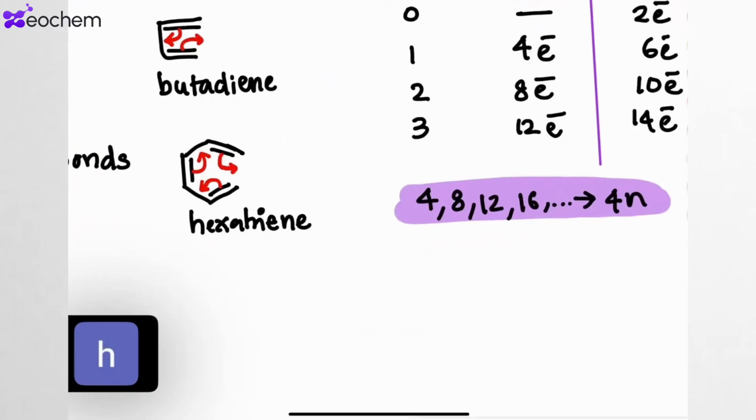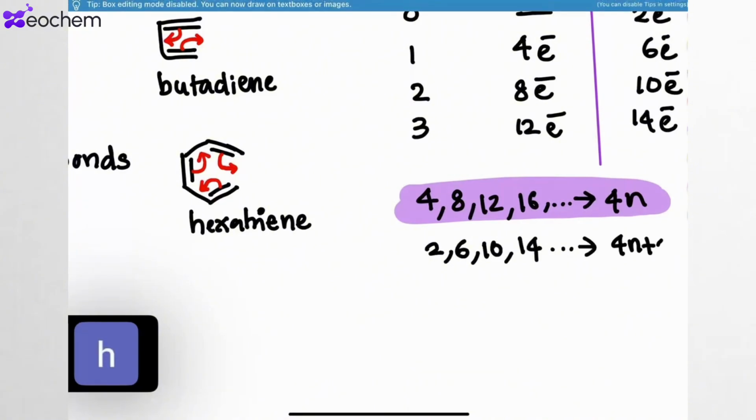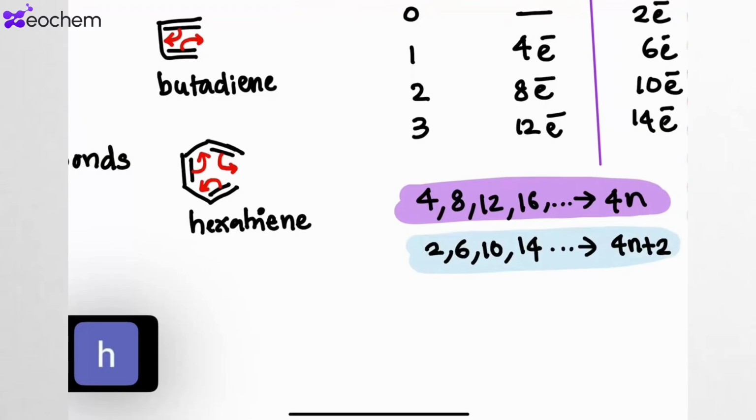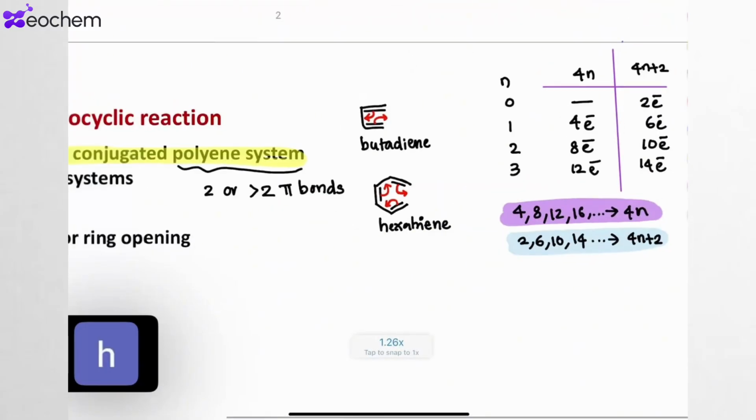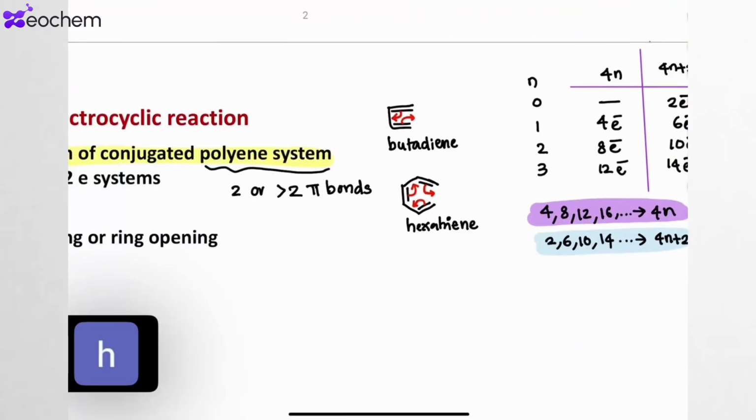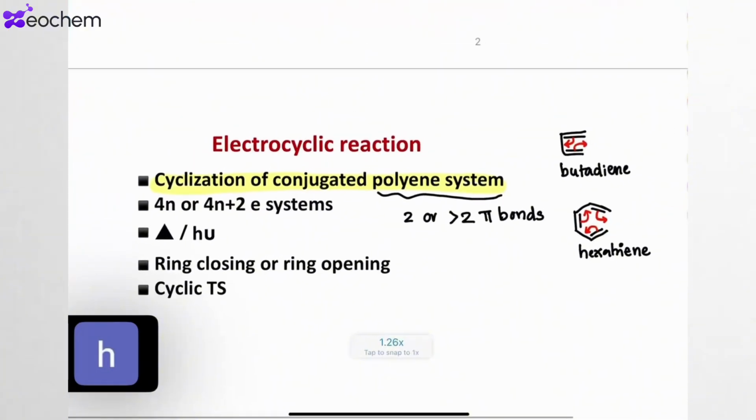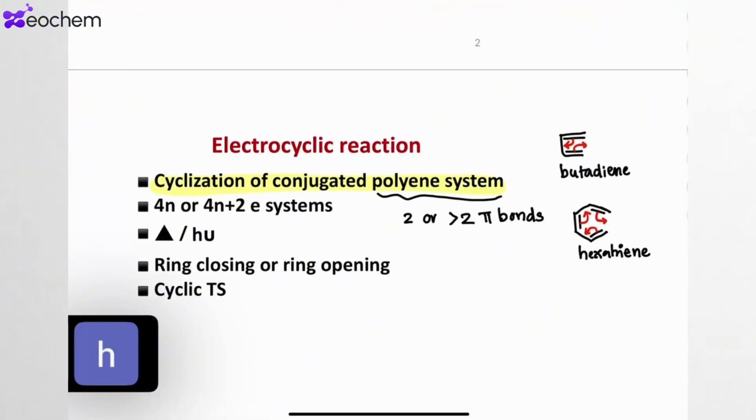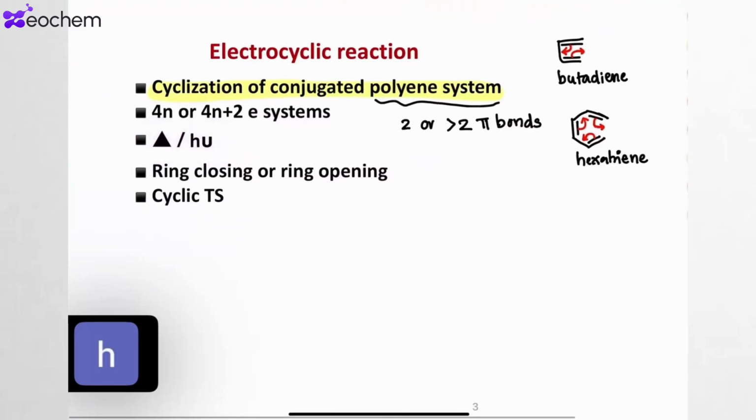And any system containing 2, 6, 10, 14, etc. electrons will be called a 4n + 2 system. So keep this in mind, how to find whether it is a 4n system or a 4n + 2 system. This reaction will happen either through thermal or photochemical conditions, and this electrocyclic reaction can be a ring closing or ring opening reaction.